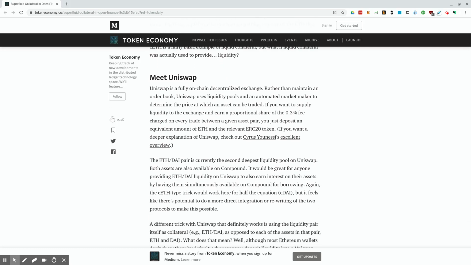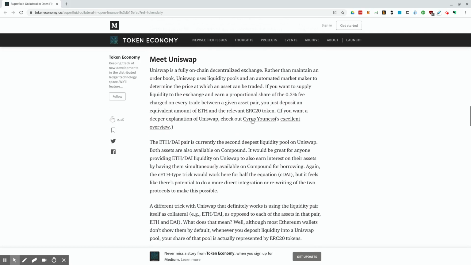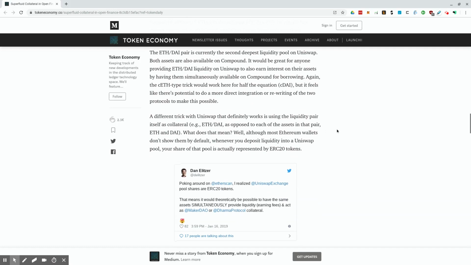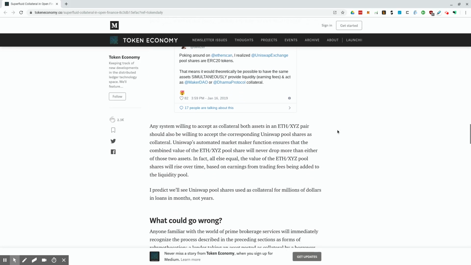Uniswap is a fully on-chain decentralized exchange. Rather than maintain an order book, Uniswap uses liquidity pools and an automated market maker to determine the price at which an asset can be traded. Like I said earlier in the video, there is a link to the Uniswap overview, which is in the description if you didn't catch the pop-up. Kind of go past this because it's just going over Uniswap.